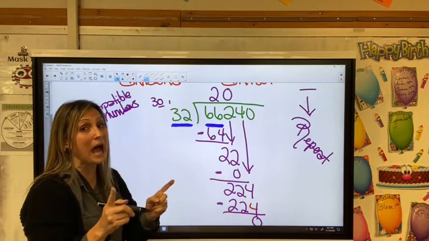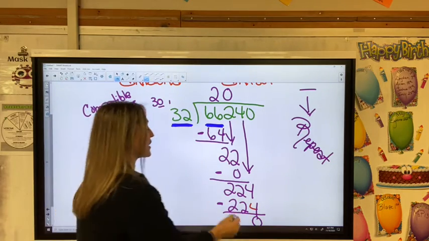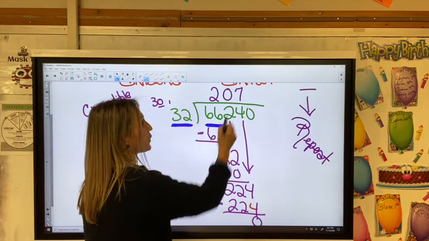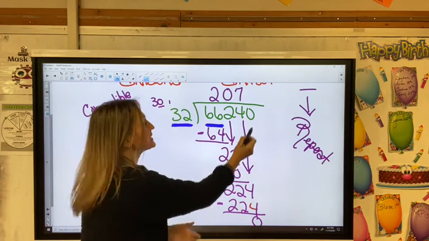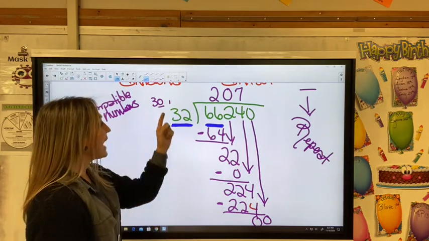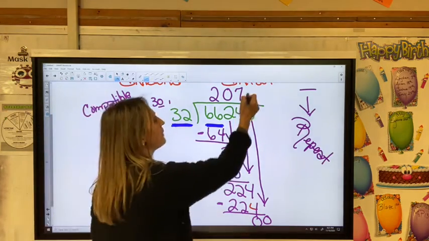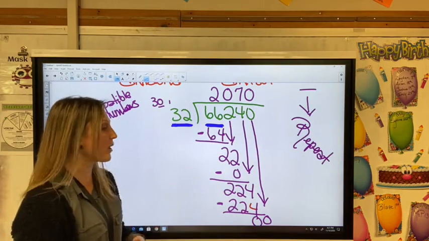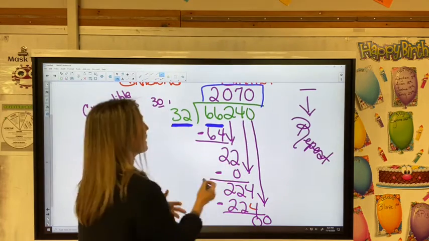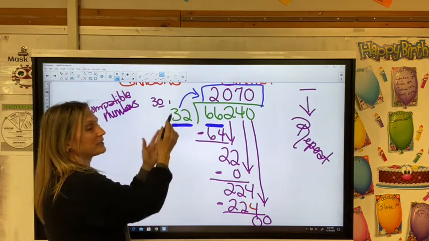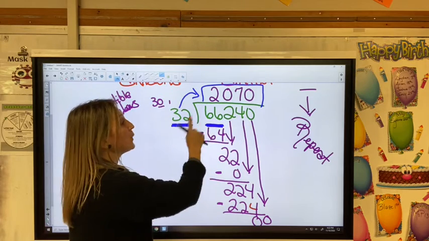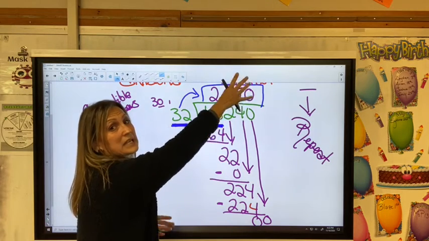Well, I cannot stop. You cannot stop in division, 6th graders, unless I brought everything down. So I said 32 would go into 224 7 times. It left me with a 0, but I cannot stop until I bring down that last place value. And then I ask myself, will 32 go into 0? Of course, 32 will not go into 0. 0 minus 0 is 0. And I now have my answer of how many times 32, the divisor, will go into the dividend of 66,240. It will go in there 2,070 times.